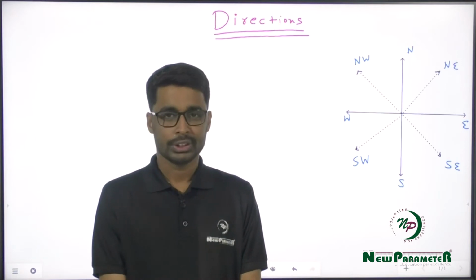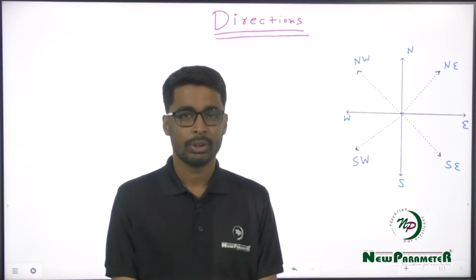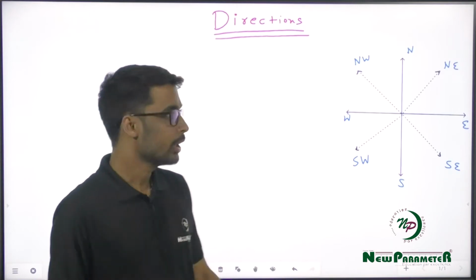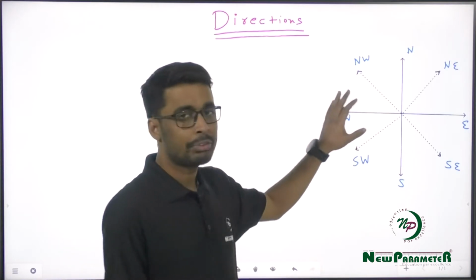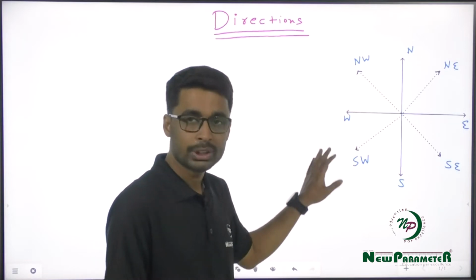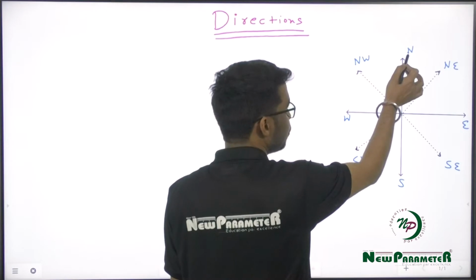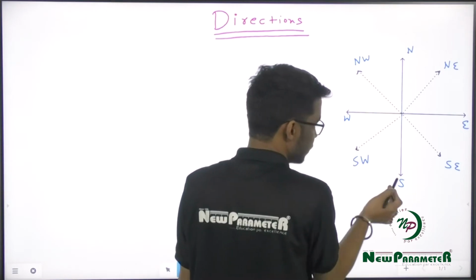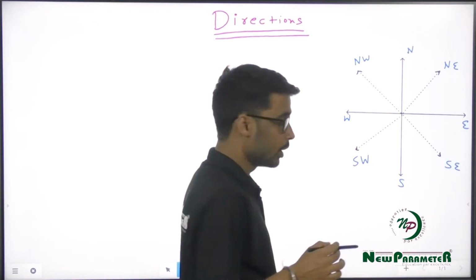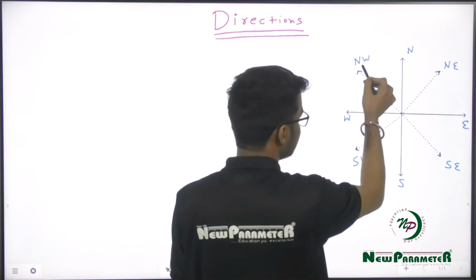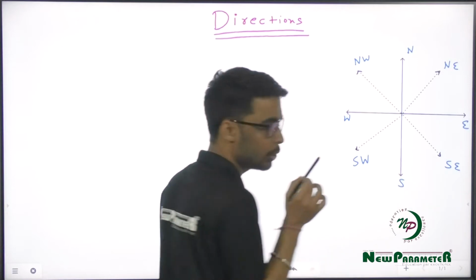In this particular session, we will be discussing the concepts of directions. Now, as you all know, there are 8 directions that we can study on a piece of paper, right? The 4 directions that we easily know are north, west, south and east, right? And the 4 sub directions that we need to study are northeast, northwest, southwest and southeast.